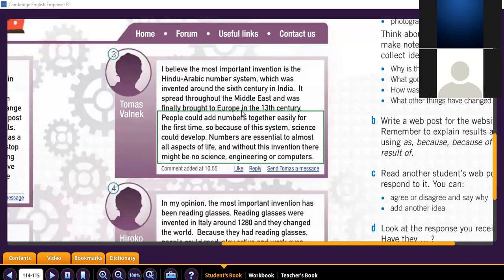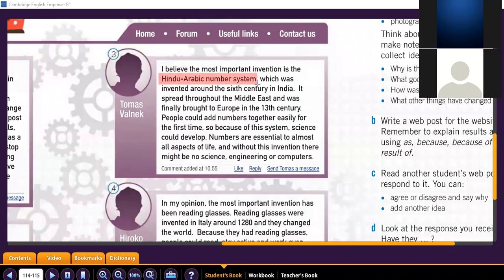So here we have another invention. What is this invention about? ¿Cuál será este invento? ¿De qué invento estamos hablando en este párrafo, en esta lectura? ¿Cuál es el invento aquí? Indo-Arabic number system. Good, the Indo-Arabic number system.